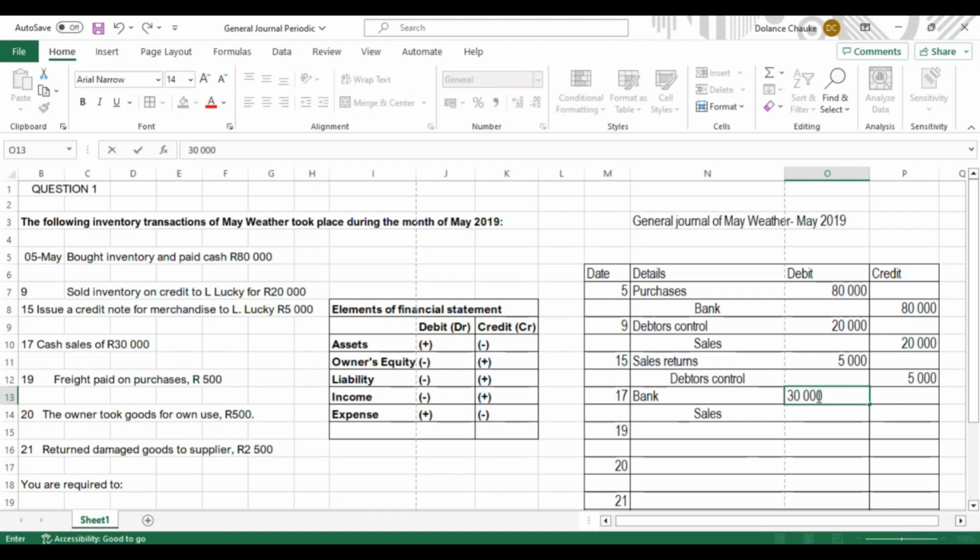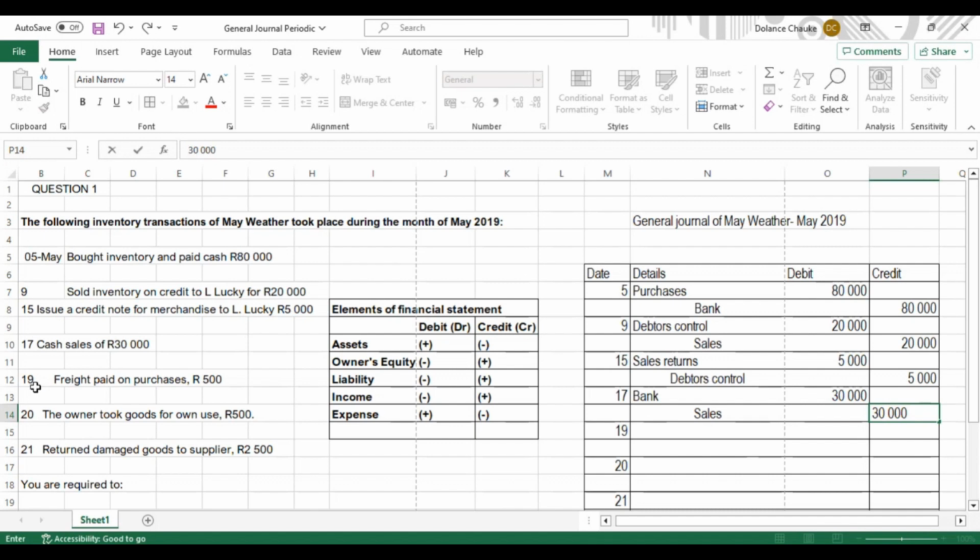And then sales as well. We're making an income of 30,000 through sales. Therefore, remember, bank is an asset, and whenever an asset increases, we debit. Sales is an income account. Whenever it increases, we credit. Okay, easy as that. And then let's go to the next transaction.